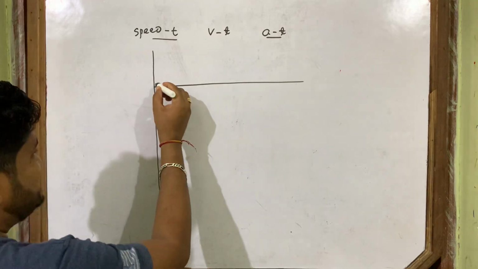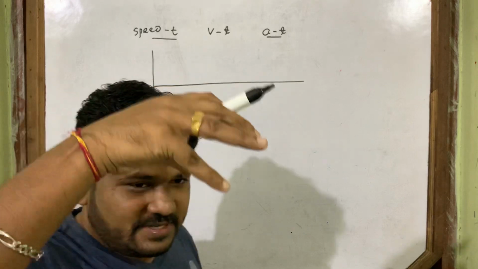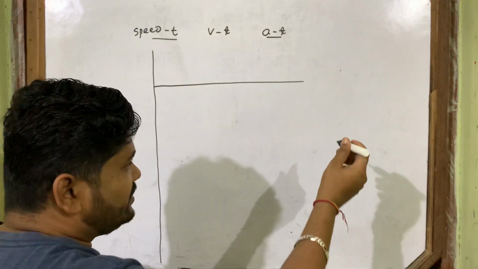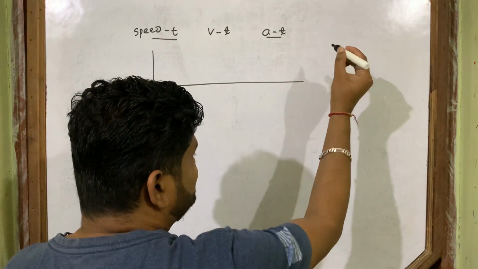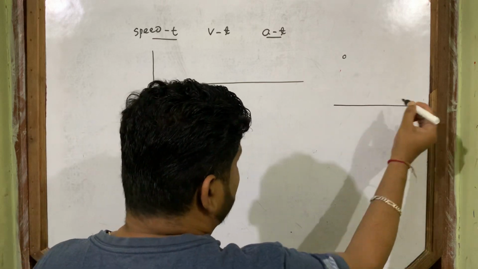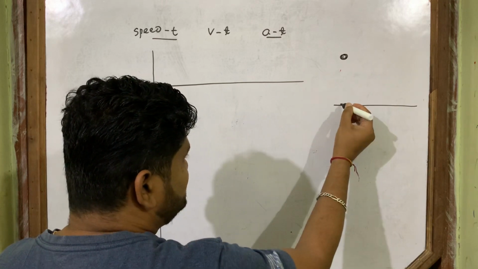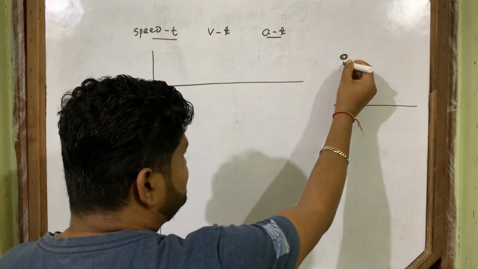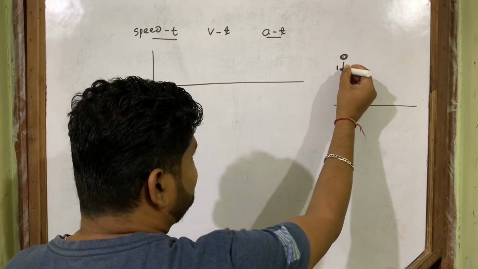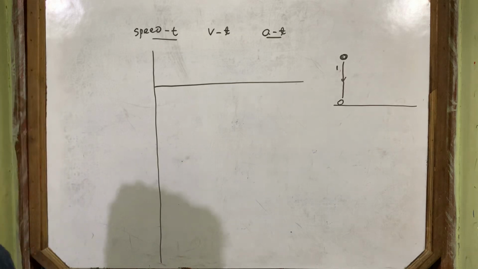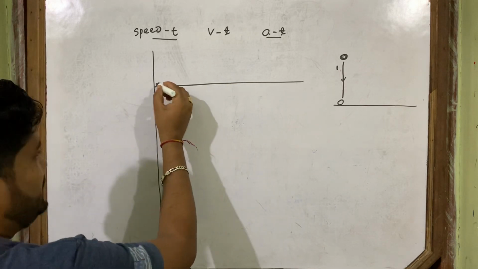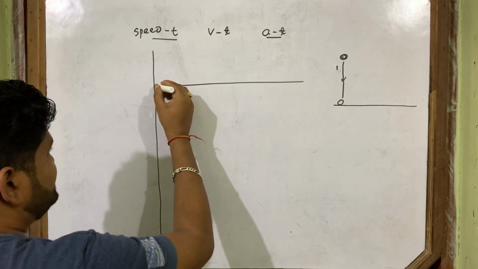So in the first part, let's say acceleration comes downward. I'm showing it here also. Start from this position, the body comes to the ground. This is the ground. This is the first part. I'm showing it part by part. So its acceleration is positive, and the speed increases.